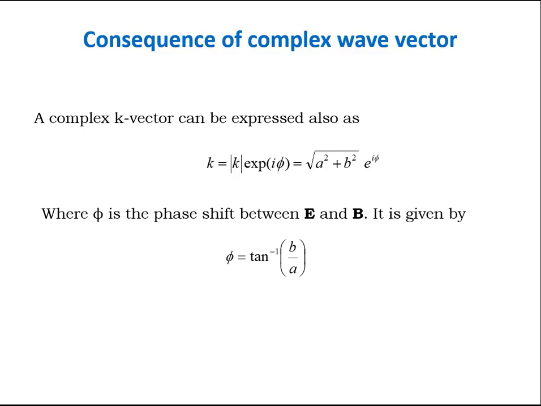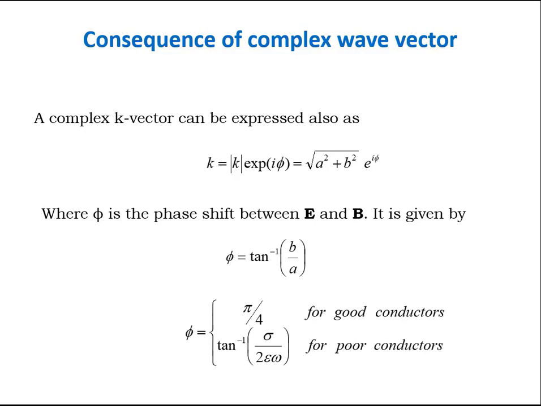For the k vector, we already have the values of b and a for very good conductors and poor conductors. So phi is pi by 4 for a good conductor, because for a good conductor a and b are the same, and phi is equal to tan inverse sigma by 2 epsilon omega for a poor conductor.